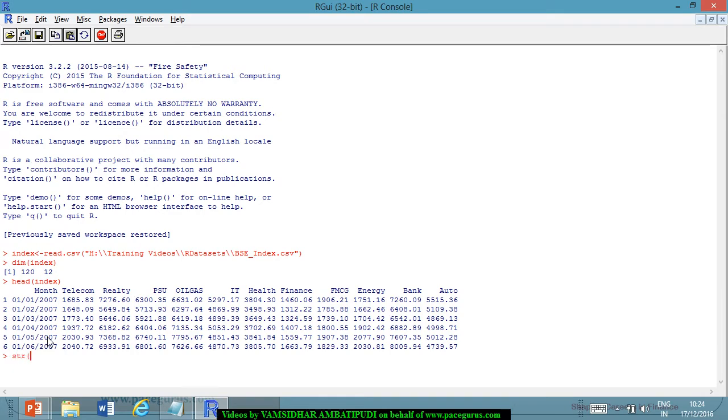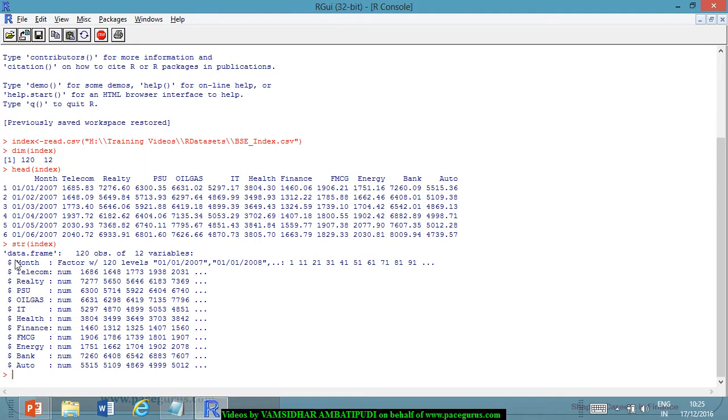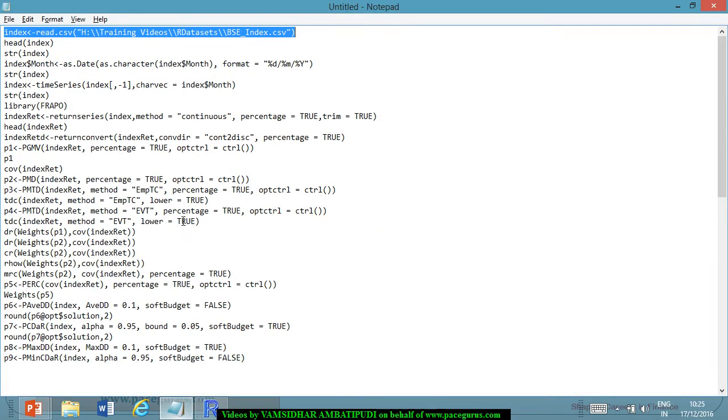Now, I can also look at the structure to understand the types of each of them. Overall, it's a data frame containing 120 observations and 12 variables. All these telecom, realty, PSU columns are numbers. But month is actually being treated as a factor variable. It's not treated as a date variable. That's the biggest drawback. So the first thing is I better convert that factor into a date.